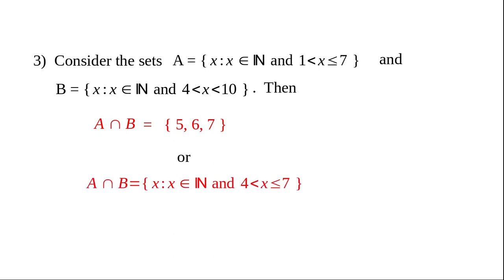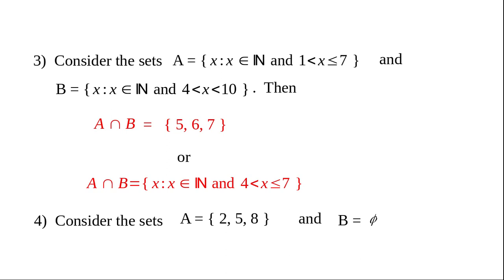Or we can write like this in set builder form. And the last example: consider the set A equal to the set 5, 8 and B equal to the empty set. Then what is their intersection? Since B has no element, the intersection also contains no element. We want to write all the elements which are present in both A and B. Here there is no element, therefore A intersection B contains 0 elements.